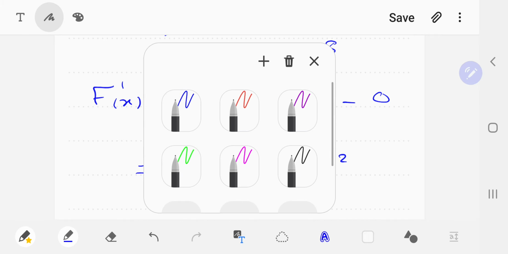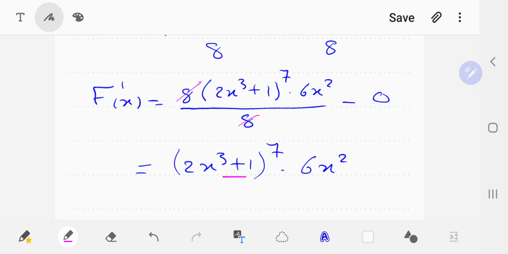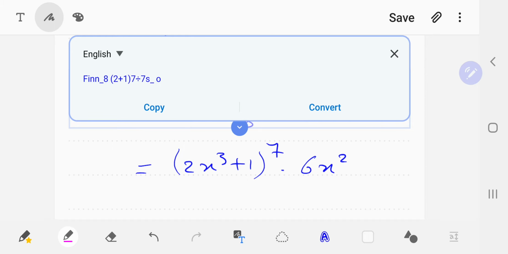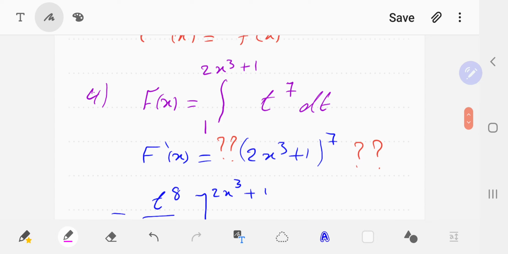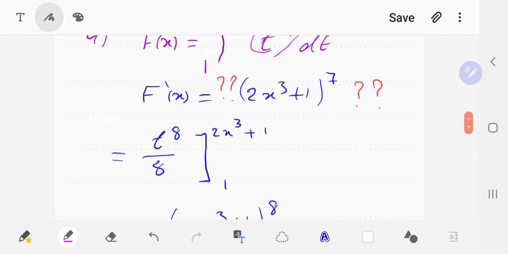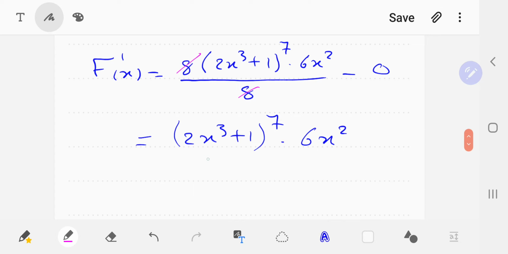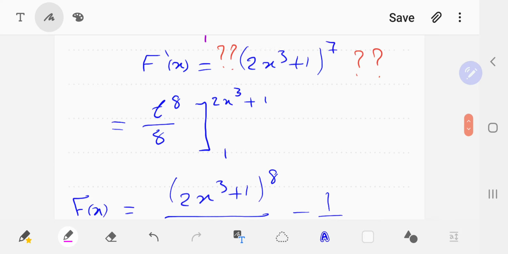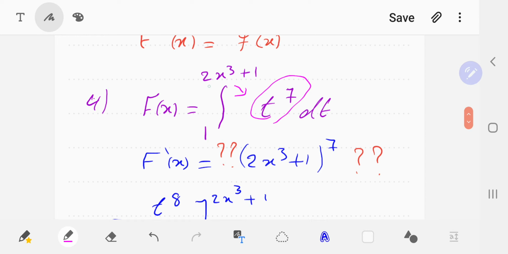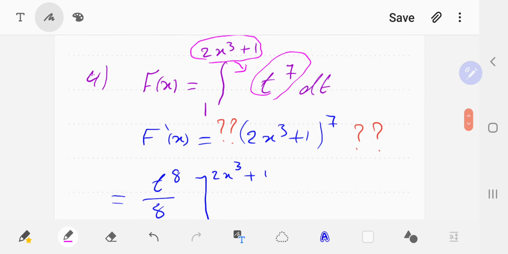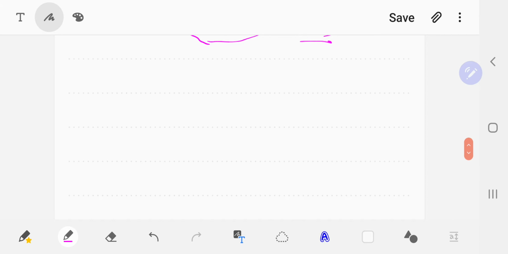Now, what's the relation between this and your original function? The original function was t to the power of 7. Did we substitute? Yes, we did. So it's the same as the fundamental theorem of calculus, but there is an extra thing here. What was that? That was actually the derivative of the function here. So we can generalize the second fundamental theorem of calculus. General.